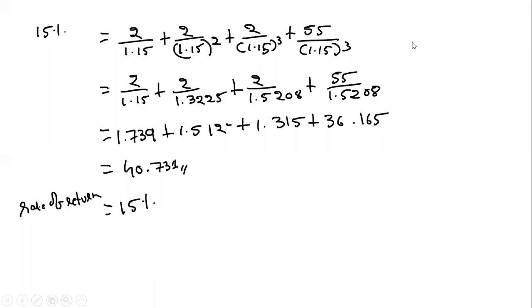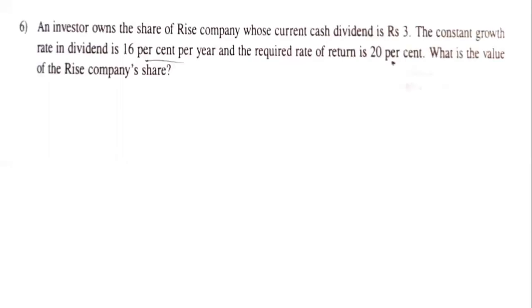So let's solve another type of problem. Here an investor owns a share of a rice company whose current cash dividend is rupees 3. The constant growth rate in dividend is 16% and the required rate of return is 20%. So what is the value of the rice company's share? Here the constant growth rate of the dividend is given, that is 16%. So let's solve this problem.